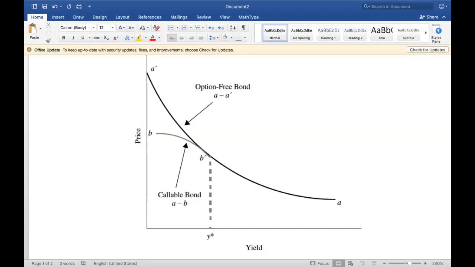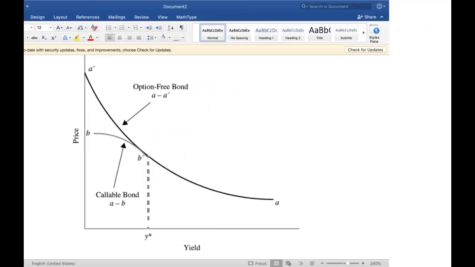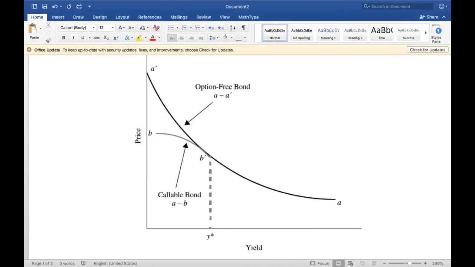The callable bonds are the bonds with an option to the issuer that they can call the bond at any point in time. If you see in this exhibit, the convex curve A and A dash refers to the option free bond, and the curve AB refers to the callable bond. This unusual shaped curve is the curve for a callable bond.